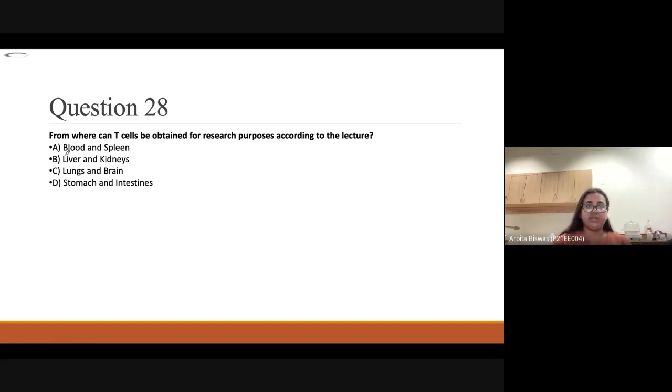purposes? According to the lecture, first option is the blood and semen. Second option is the liver and kidney. Third option is the lung and brain. Option D is the stomach and intestine. So, what is the right answer? So, the right option is the blood and semen.